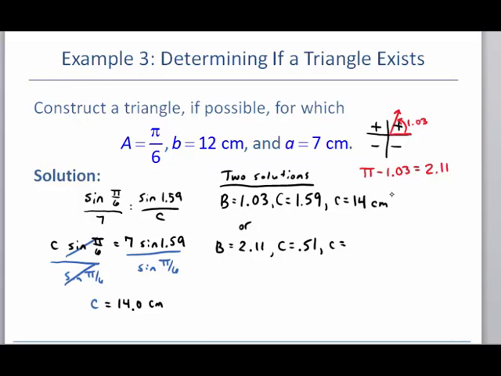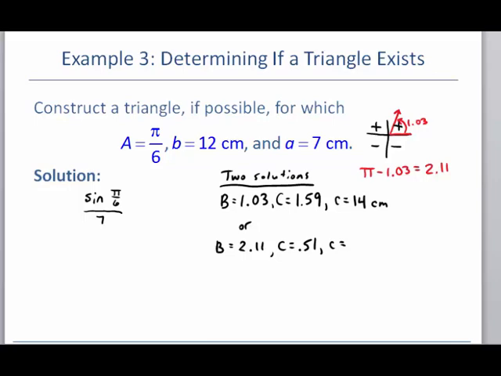We're going to do the same thing for triangle 2. So I'm still going to use my A ratio. I'm going to set it equal to my C ratio, which will be sine of 0.51 divided by C. We're going to cross multiply. So C times sine pi over 6 is equal to 7 times sine of 0.51. We're going to divide both sides by sine pi over 6, causing it to cancel on the left.